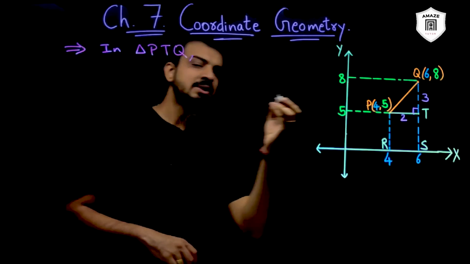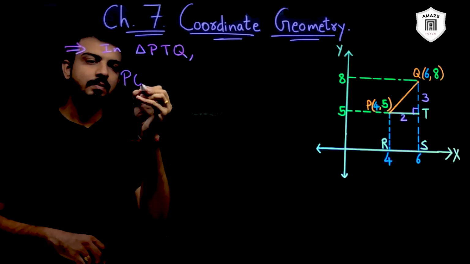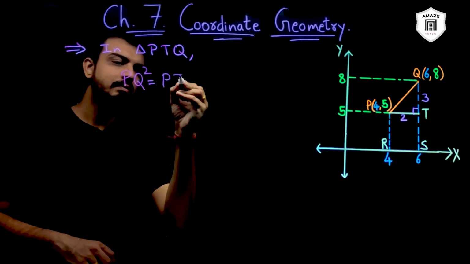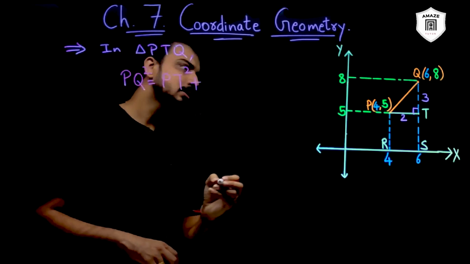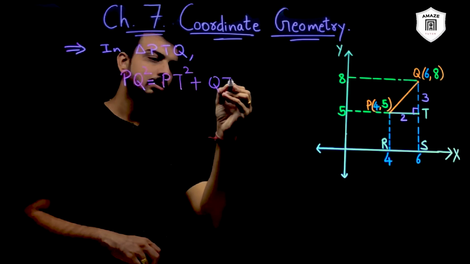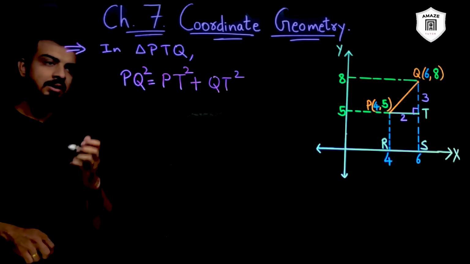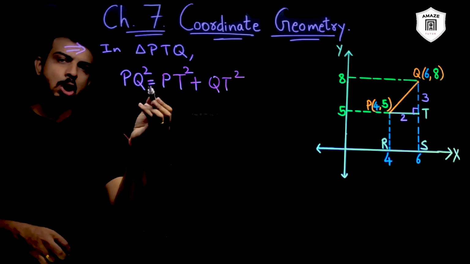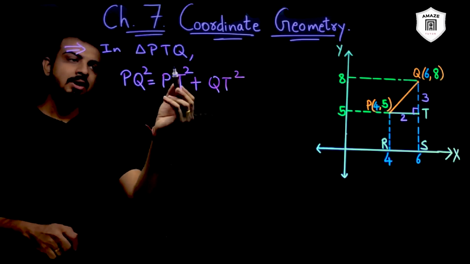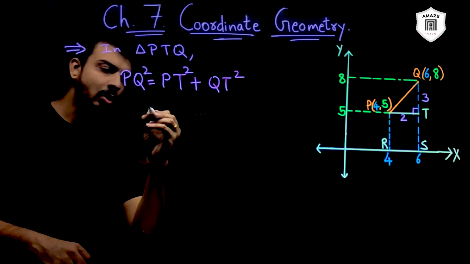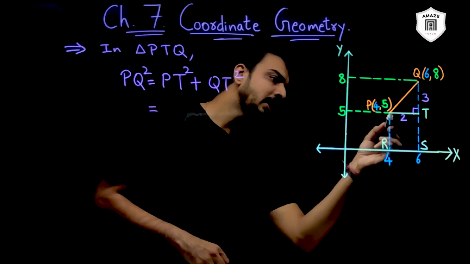PQ square, which is the hypotenuse square, is equal to PT square plus QT square, right? This is what the Pythagoras theorem is, that the square of the hypotenuse is always equal to the sum of the squares of the other two sides in a right angle triangle. So now what is PT? We know PT is 2.